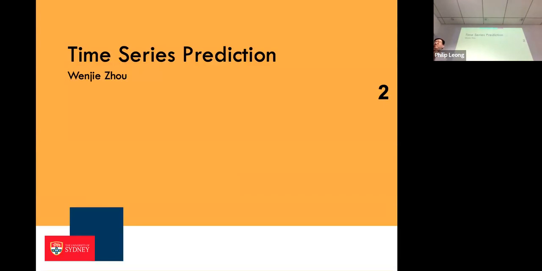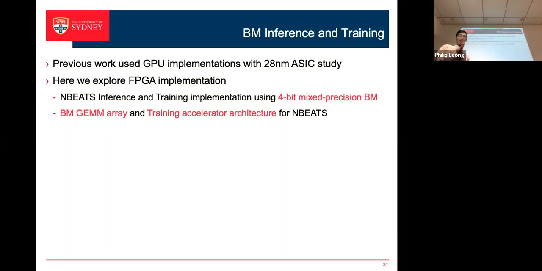Now let's look at FPGA implementations. So Wenjie Zhao is actually working on time series prediction. And there's a time series predictor which is called NBeats. It was developed by Bengio's lab in Montreal, and we looked at inference and training using 4 to 8-bit precision block Minifloats.